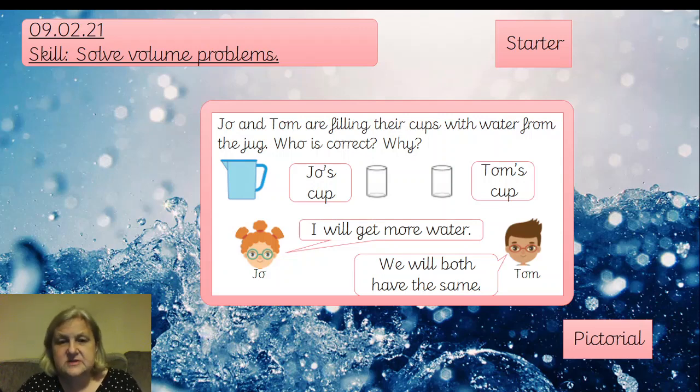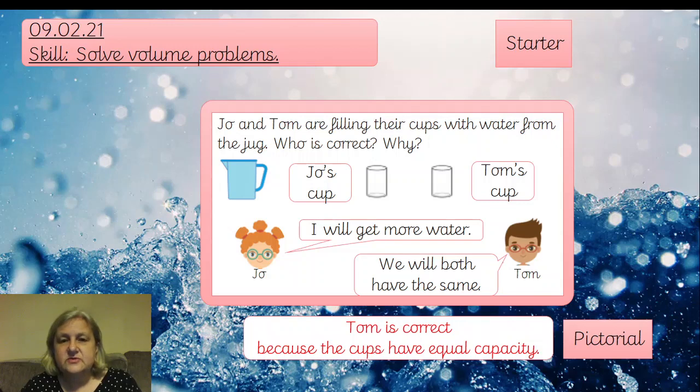Okay, I'm going to put the answer up now. And we've got Tom is correct because they will have the same, because the capacity of these two cups are exactly the same. So if they're filling their cups with water from the jug, they're both going to have an equal amount because they're equal capacity.